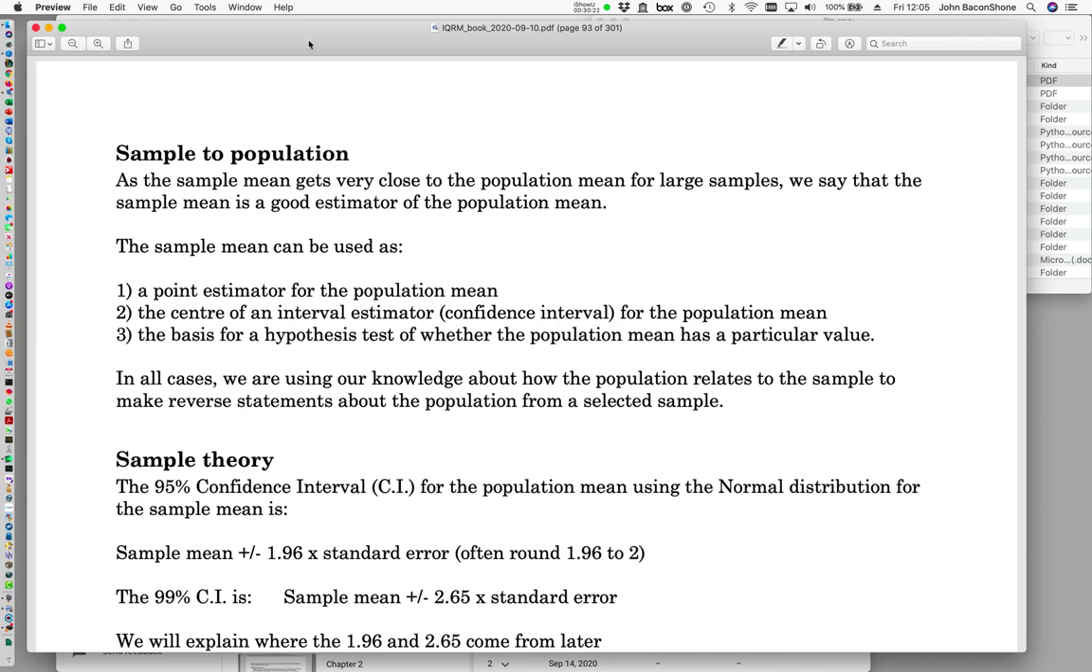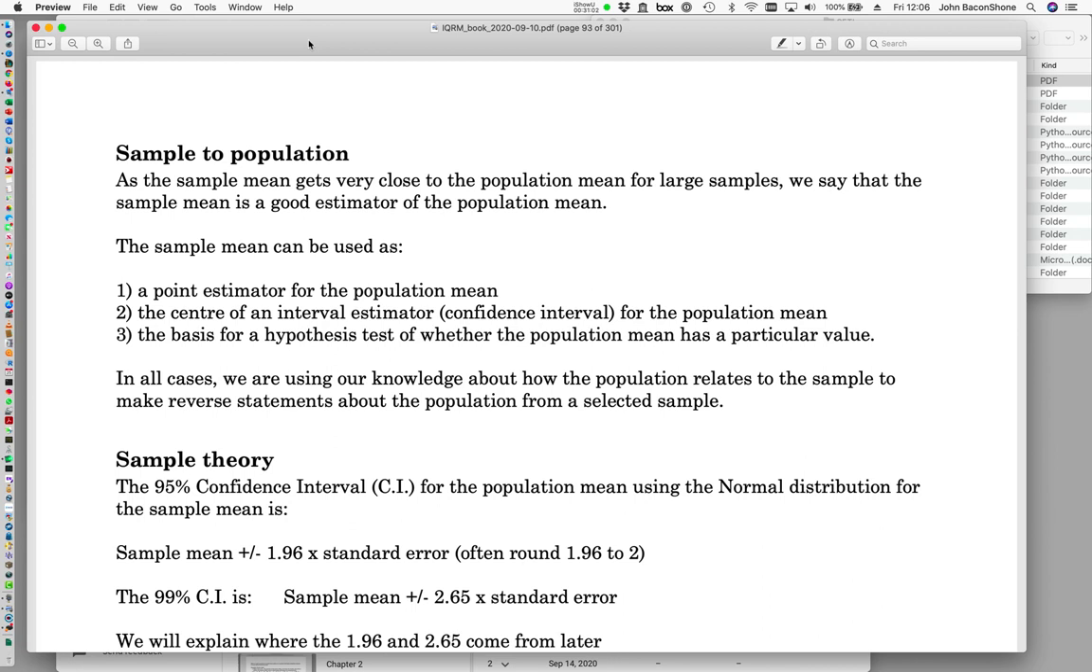We can use the sample mean in three different ways. Firstly, as a point estimator for the population mean. Secondly, as the center of our interval estimate. This is the confidence interval we showed just now for the population mean. And thirdly, as the basis for our hypothesis test of whether the population mean has a particular value. In all these cases, we're using our knowledge about how the population relates to the sample to make reverse statements about the population from a particular selected sample.